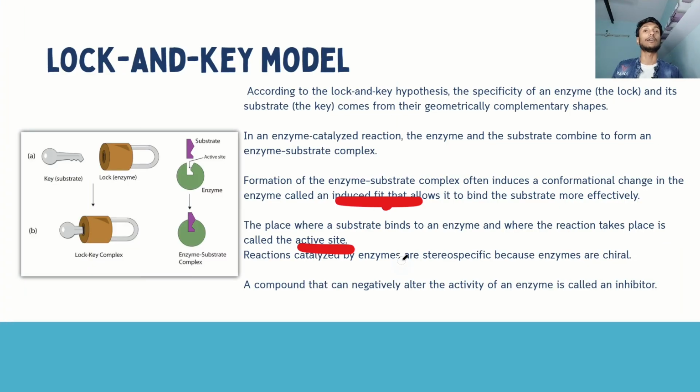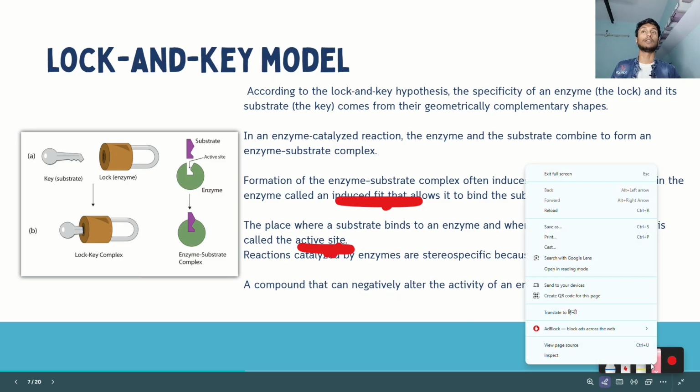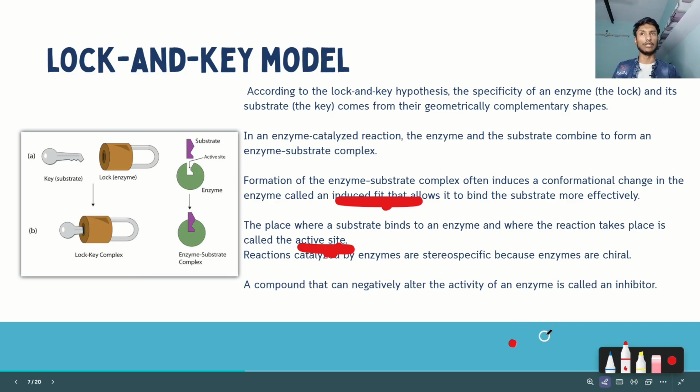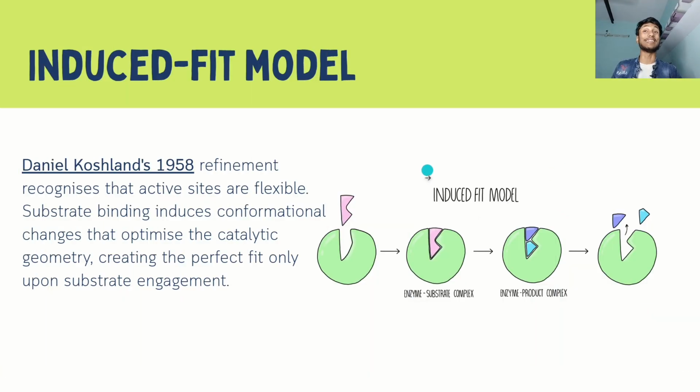Reactions catalyzed by enzymes are stereospecific because enzymes are chiral in nature. A compound that can negatively alter the activity of an enzyme is called an inhibitor. Next point, the induced fit model. The induced fit model was proposed by Daniel Koshland in 1958.